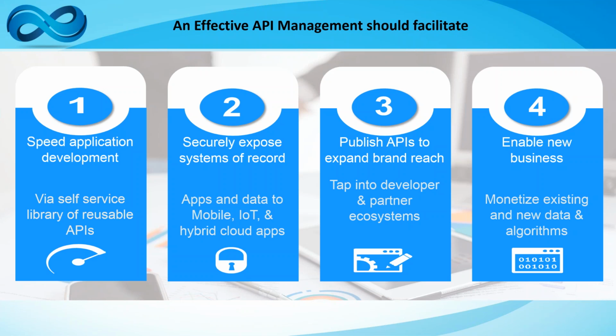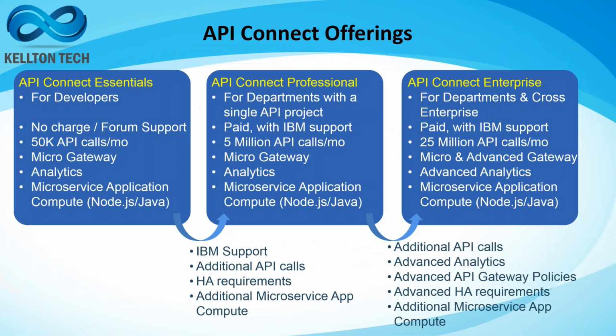Just before I delve into the details of API Connect, I just want to briefly touch on the offerings. API Connect has three offerings: Essentials, Professional, and Enterprise. The difference is Essentials is a no-charge, forum-supported offering. The Professional package is for a single department with a standalone API project. The difference is it has higher entitlement for API calls. The Enterprise package is designed for multiple departments across the organization. In addition to the features of Professional, it also has much higher API entitlement support.